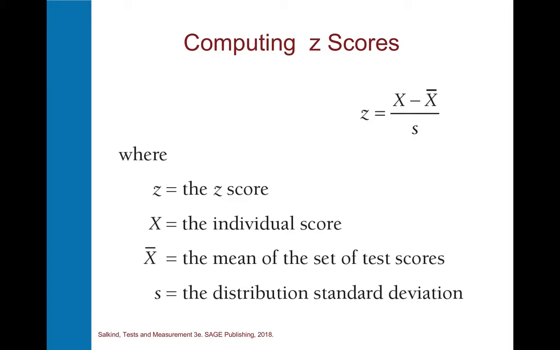Well, we know that z-scores, and this is important for you to know too, have a mean of 0. So the middle of the distribution is a 0. And any scores above the mean of that distribution are going to be positive. And any scores below the mean of the distribution are going to be negative.